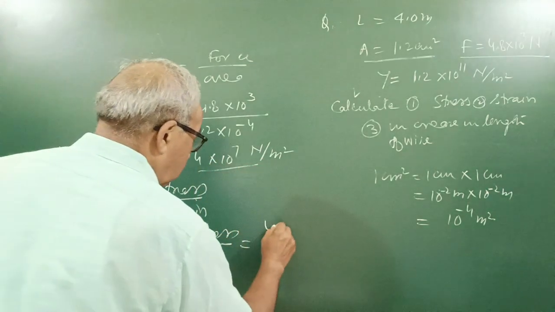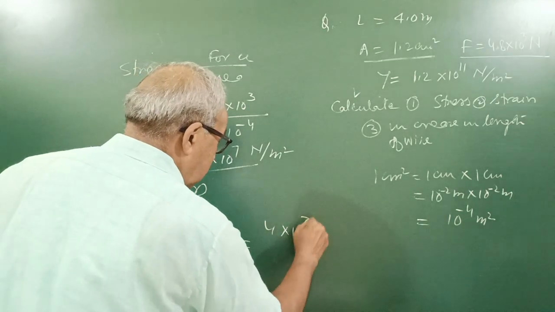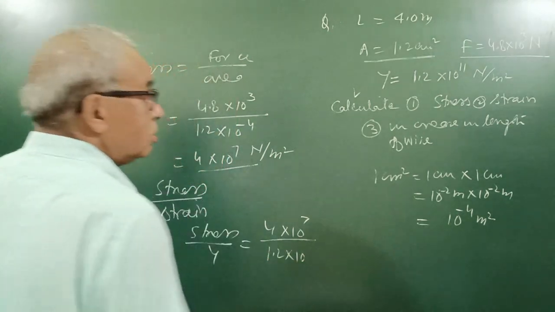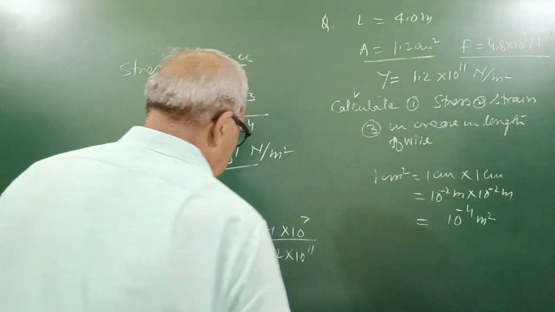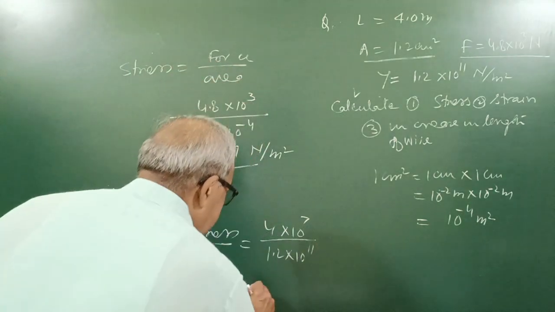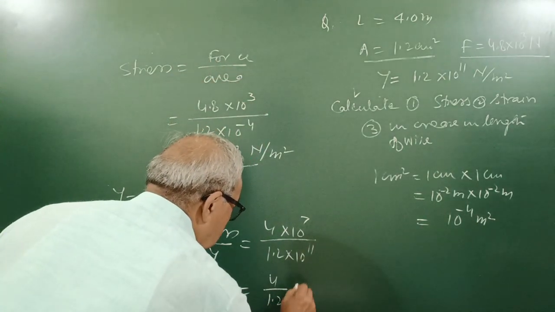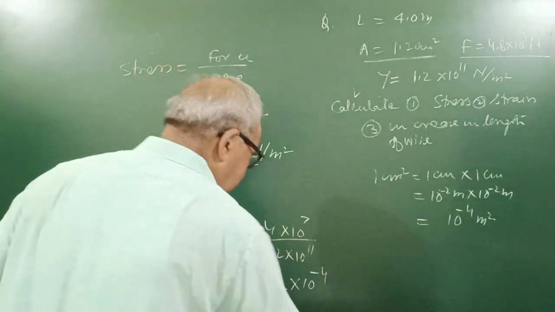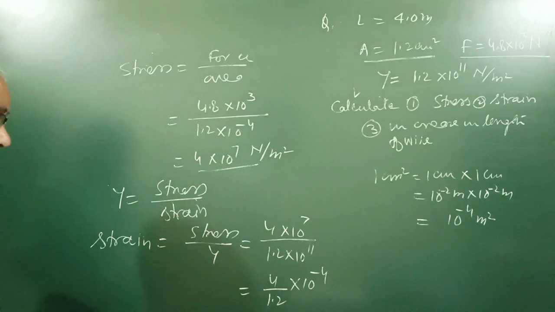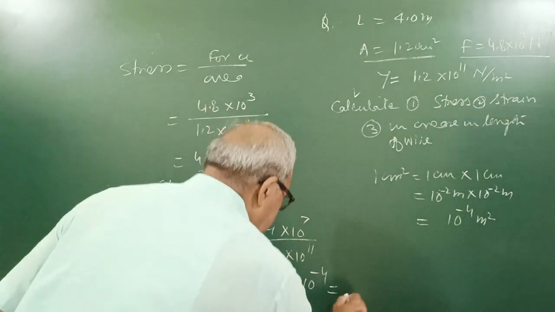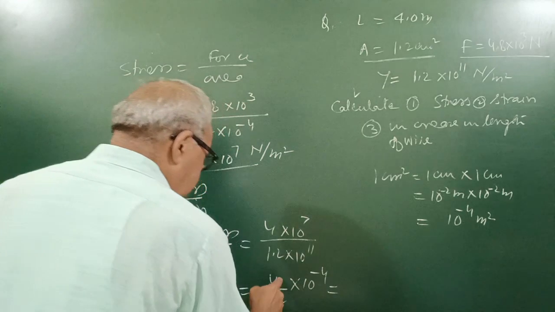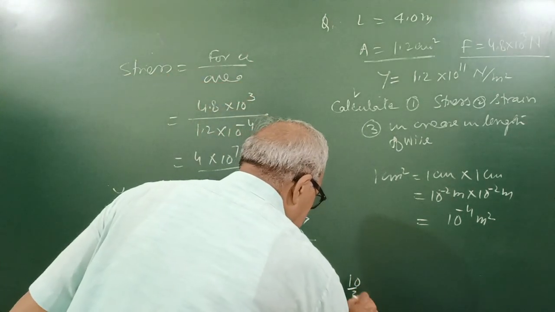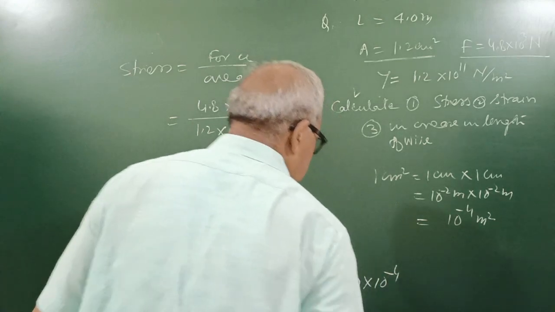Stress you have calculated here 4 into 10 to the power 7 and Y 1.2 into 10 to the power 11. So it comes out to 4 upon 1.2 10 to the power minus 4. Oh sorry, dimensionless. It is strain. Or you can say it is 10 by 3 into 10 to the power minus 4.